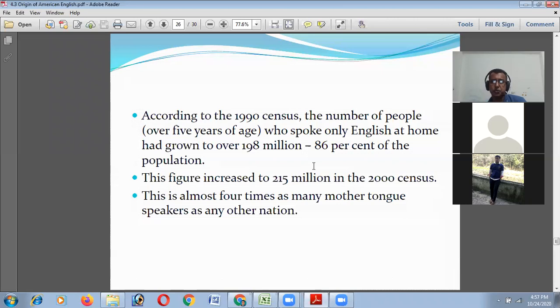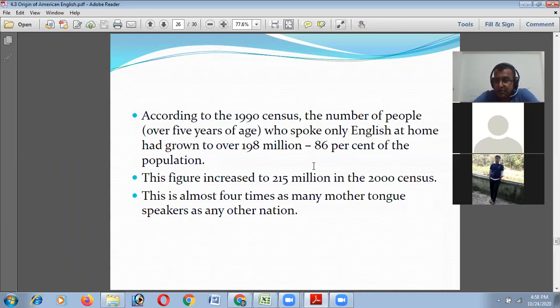This figure increased to 215 million in the 2000 census. So this is almost 4 times as many mother tongue speakers as any other nation. So before America, we see that England had been using English as their first language, especially the UK countries. That means England, Ireland, Wales, and Scotland.